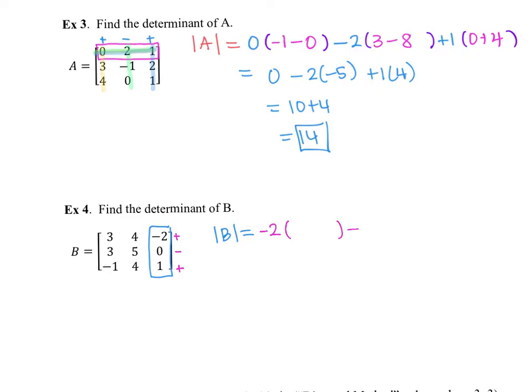The next one is -0 times the minor, although I don't even care about the minor because it's 0, plus 1 times the minor. Then to find the minor, if I start with the first term, -2, the minor there is going to be when I cross off the row and column that -2 exists in and find the determinant of the remaining. So this would be 12 plus 5.